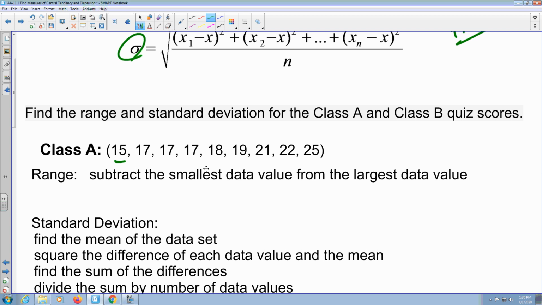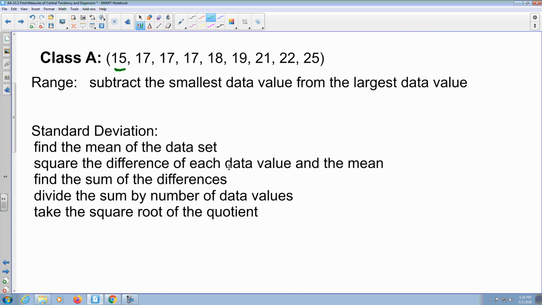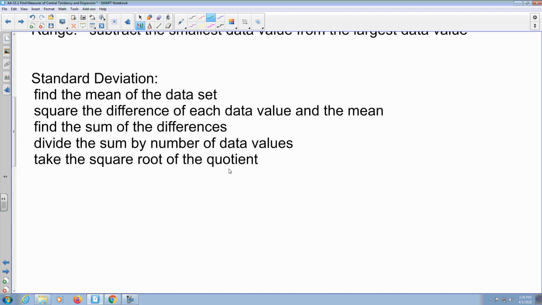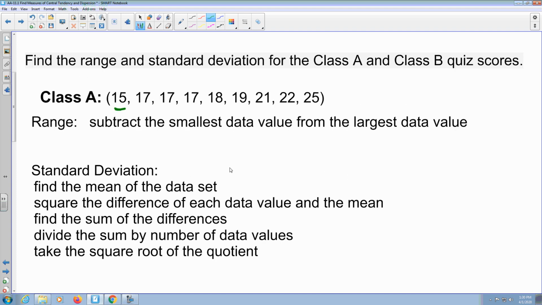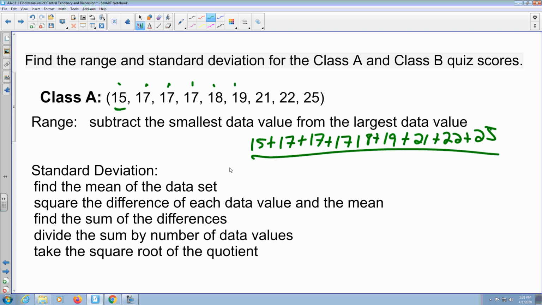So, looking at this data, we have values of 15, 17, 17, 17, 18, 19, 21, 22, and 25. To find the standard deviation, the first thing you've got to do is find the mean. So the mean is 15 plus 17 plus 17 plus 17 plus 18 plus 19 plus 21 plus 22 plus 25, divided by 9 values. That sum is 171. Divide that by 9, I get 19. So my mean is 19.